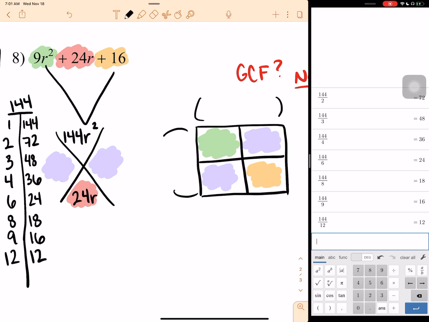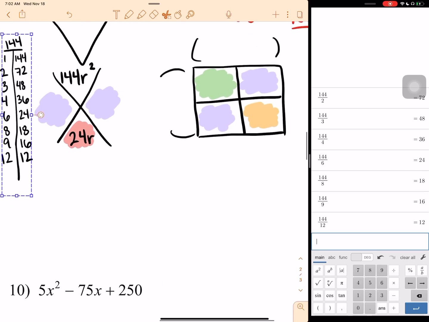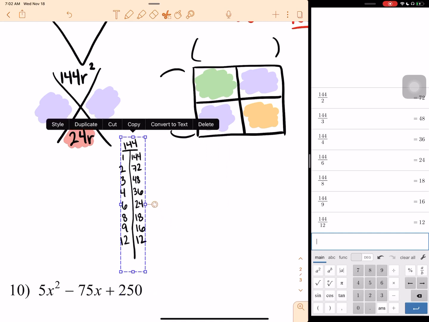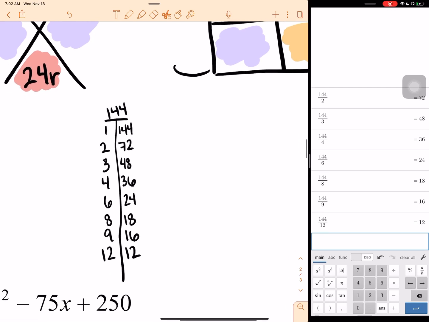Now I have to find two of them that also add to 24. Some of you might already see it, but I'm going to show you how you can do it if you don't. So if I scroll down just a little bit, now we're trying to figure out what are my factors that also add to 24? So what I would do is write right next to them: 1 plus 144 is 145. 2 plus 72 is 74.